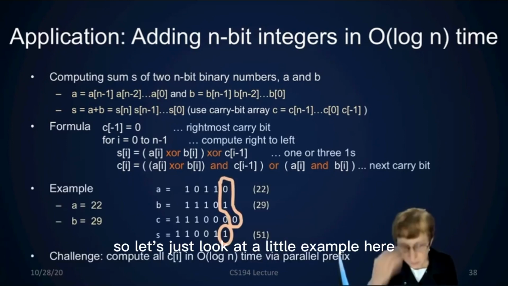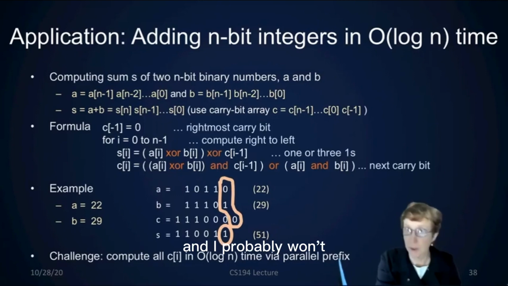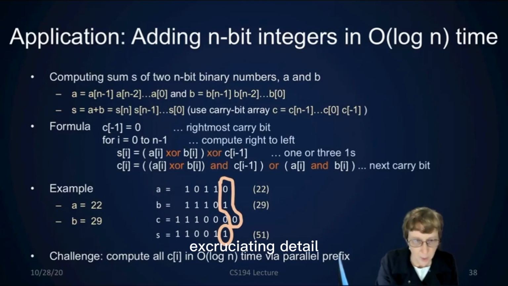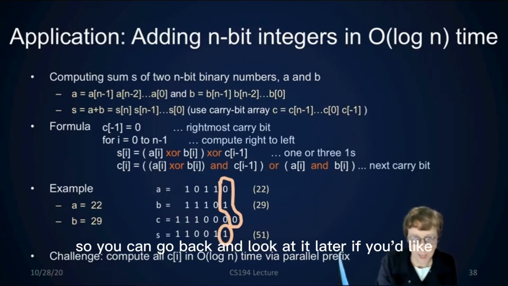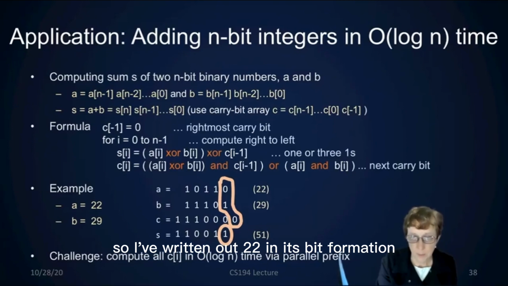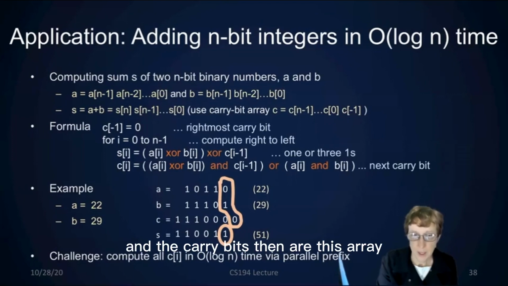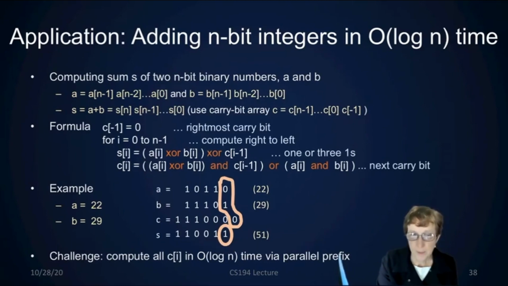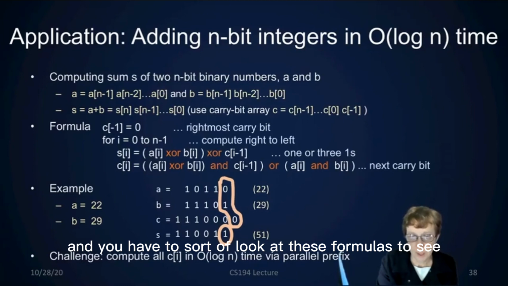Okay, so let's just look at a little example here. I'm not sure if we'll walk through this in excruciating detail, but the example is written out in the slides, so you can go back and look at it later if you'd like. Here we're trying to add together the numbers 22 and 29. So I've written out 22 in its bit format, and 29 in its bit format. And the carry bits then are this array that has an extra 1 on the left and an extra 1 at the right. And you have to look at these formulas to see what happens.